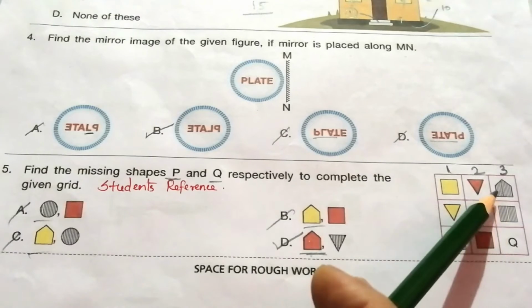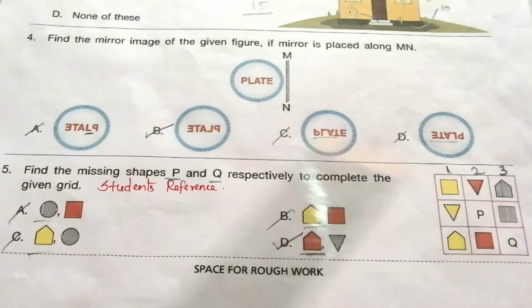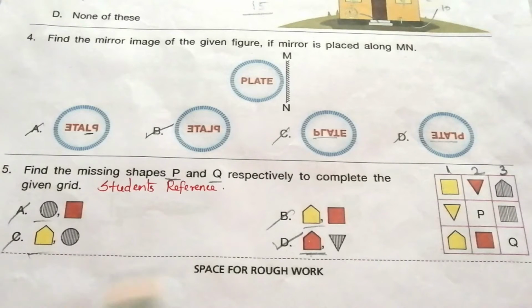In column 3, the 2 shapes are shaded. So Q is also a shaded one. So Q is a shaded shape. So the correct answer is D.